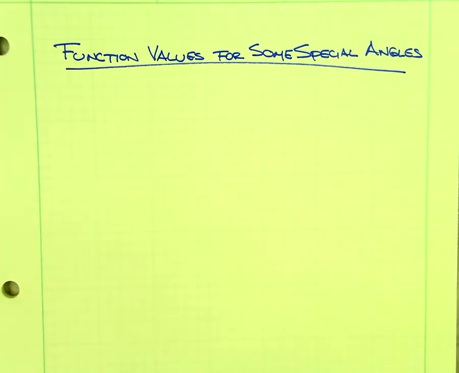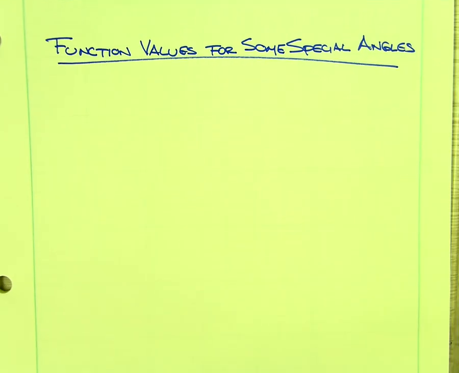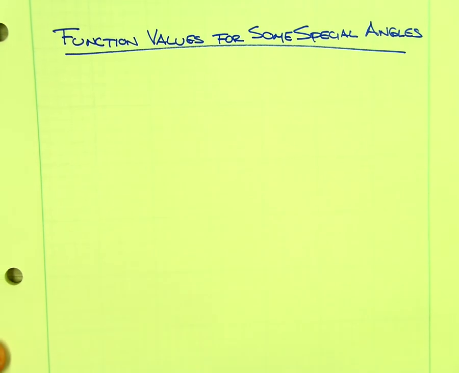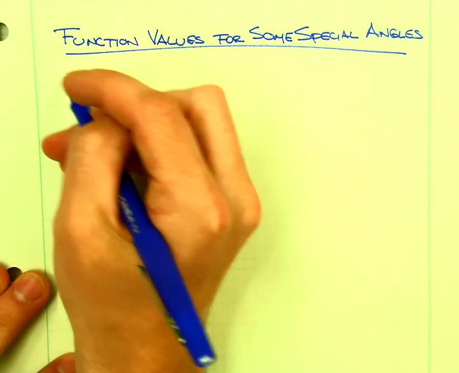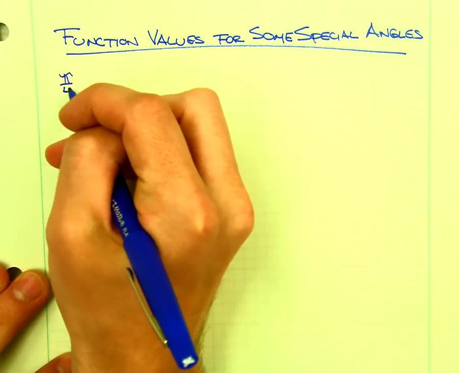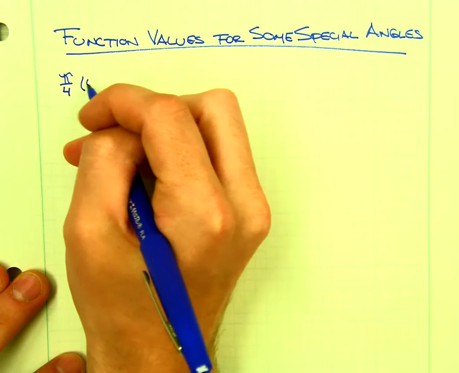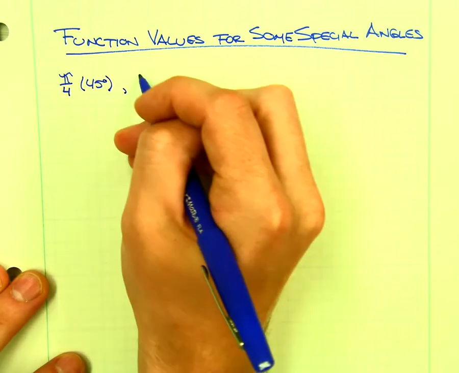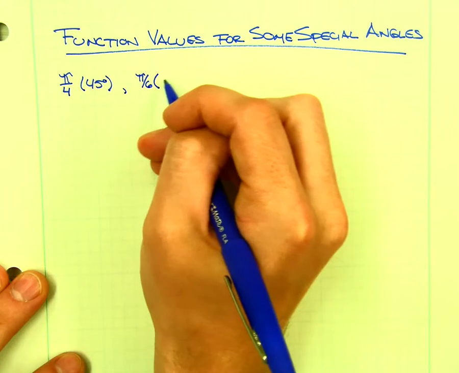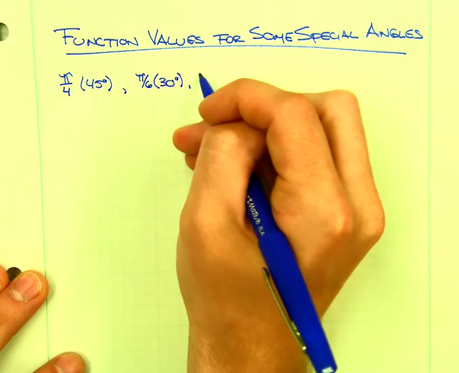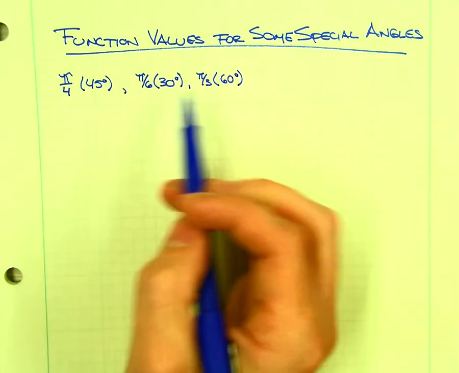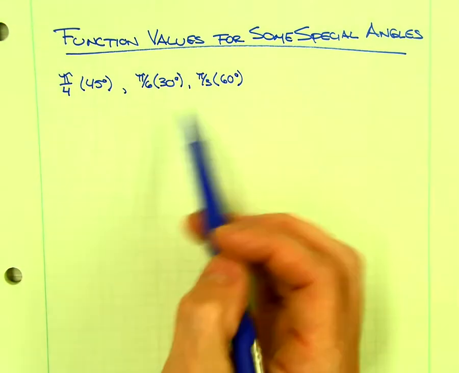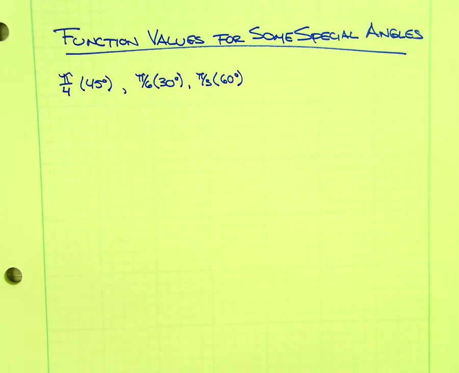Now, the purpose of this lecture is to help identify, highlight, and reiterate some things that you might already know, but maybe to put a new spin on it and also to emphasize the importance of it. So the angles we're going to be looking at today are pi over 4 radians, which is 45 degrees, pi over 6 radians, which is 30 degrees, and pi over 3 radians, which is 60 degrees. Now, hopefully you guys have gotten these memorized, or at least they're familiar enough you can figure them out.